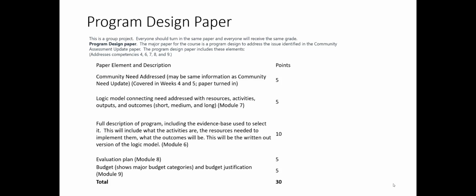So part of the group project and process is going to be to figure out which of the elements that you want to add. Obviously, if you've worked on similar kind of update, then you may have overlapping information, and that's fine, but you still need to condense it down as you get ready to do your final paper. So the first element that you need to have as part of your program design paper is the community need that is addressed.